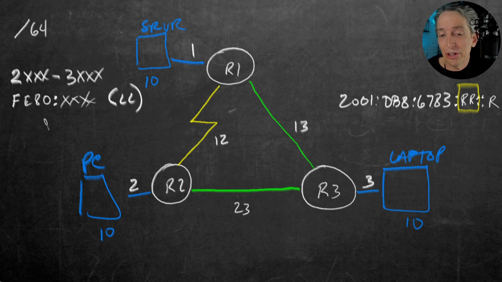If we wanted to, we could assign the global address to an interface. On this interface right here, it would be 2001:DB8:6783:12::, and then for the last number, we'd use the router number of 1. So it would be 2001:DB8:6783:12::1, with the final router number for that space. And for the link local address, we could also assign that. We could assign FE80::1 if we wanted to, and on R2, we could assign FE80::2 or any address that wasn't in use on that local link, if we wanted to hard code those. So those are options. We'll see how we feel when we get to the interface.